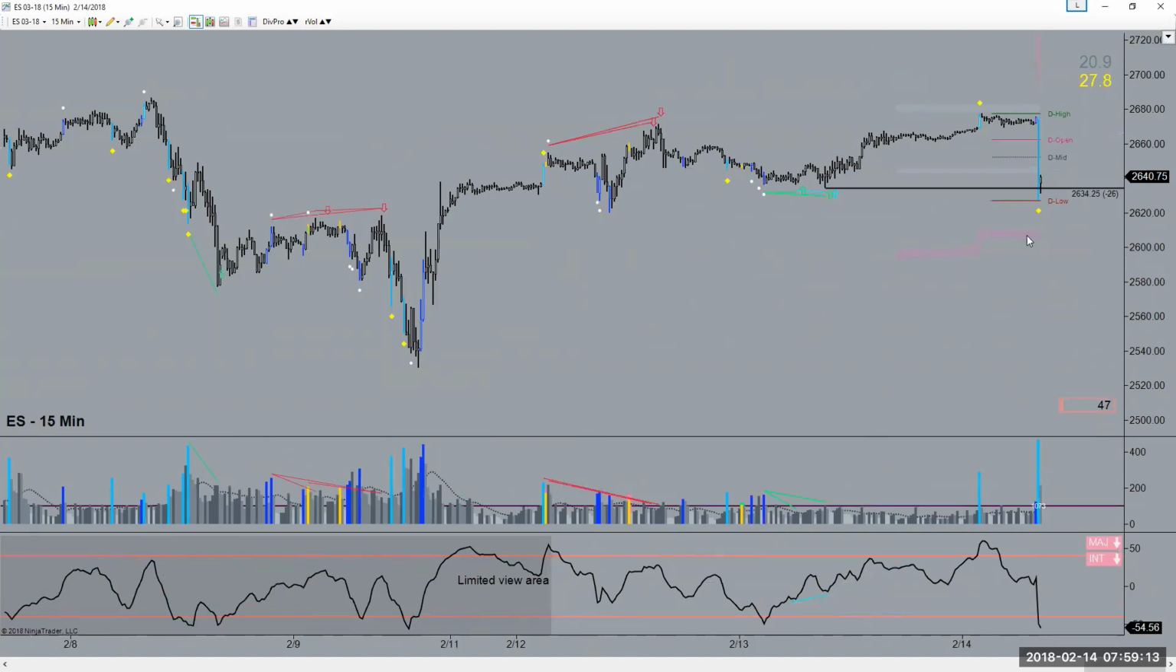So nice little shakeout and go on back up. Hopefully it comes back and tests that. If it does, then I'll definitely be buying it. Wow, yeah, gold's going straight back up.